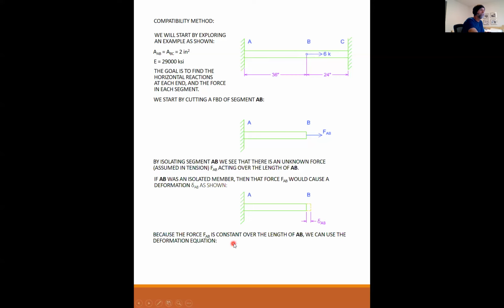Because the force is constant over the length of A to B, we can use the deformation equation, where delta AB is FAB L over AE. I put in the values that I know. I know the length, I know the area, I know Young's modulus. I do not know FAB. So I solve it and just leave it in terms of FAB.